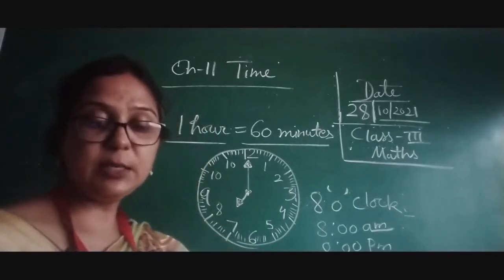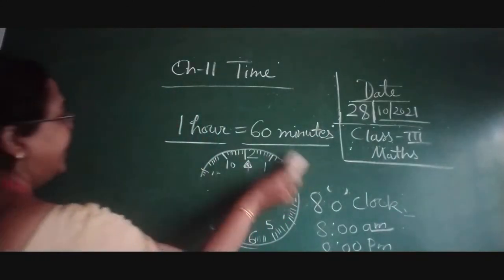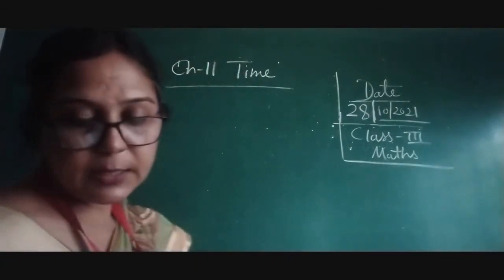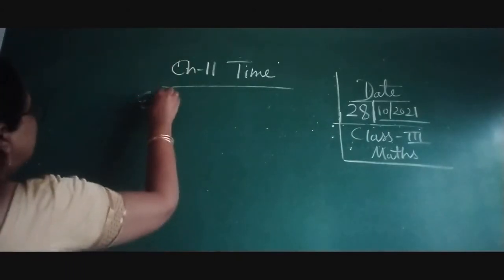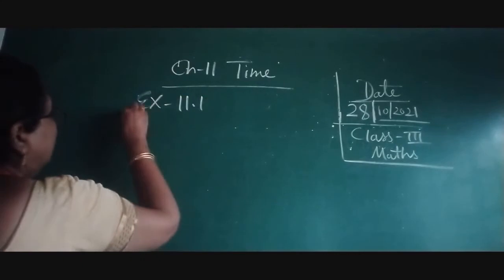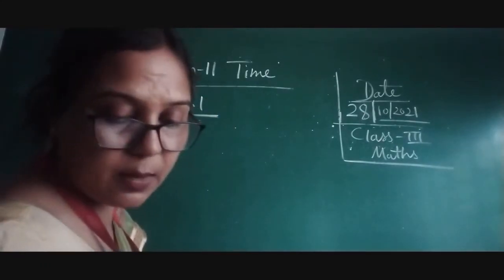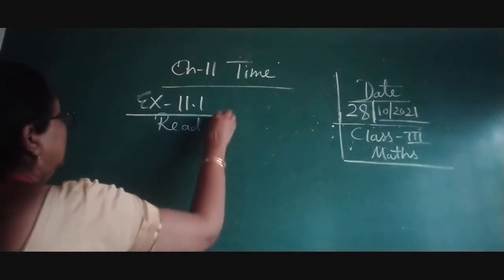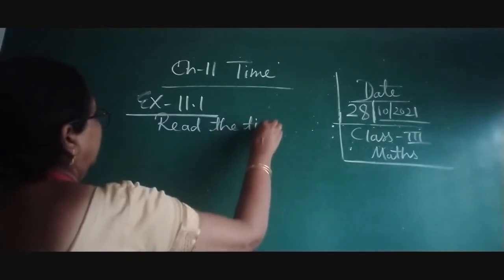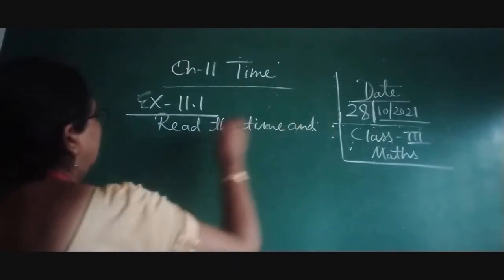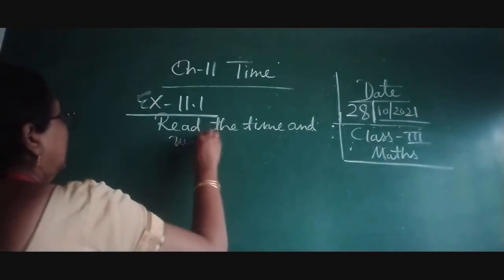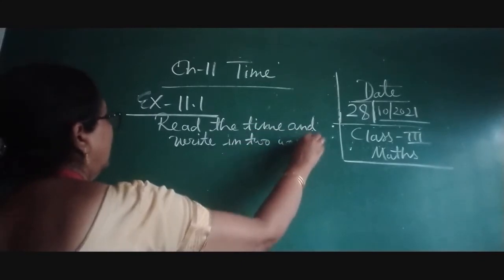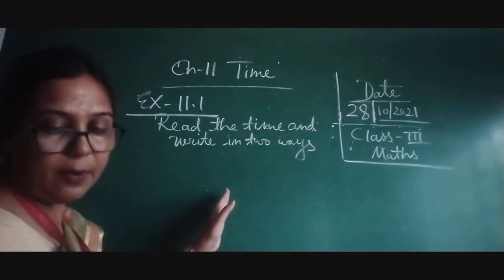Exercise 11.1. So, children, let's start doing our exercise 11.1. Now, children, read the time and write in two ways. Read the time and write in two ways.